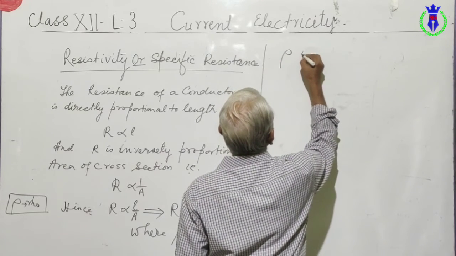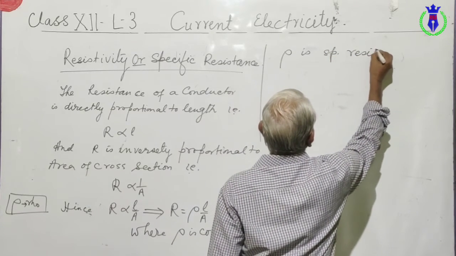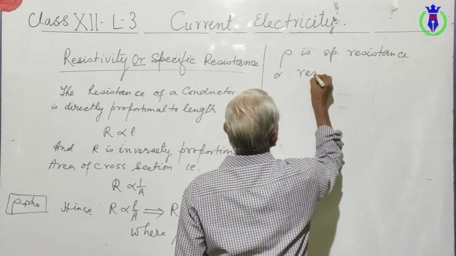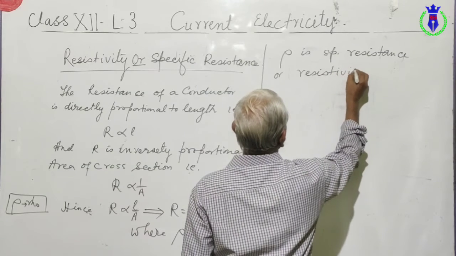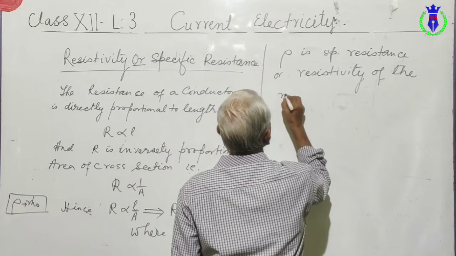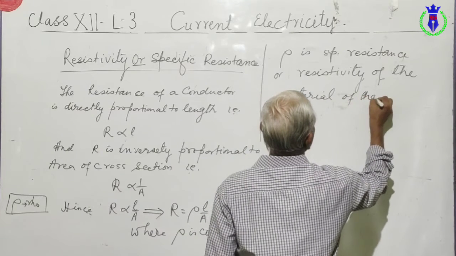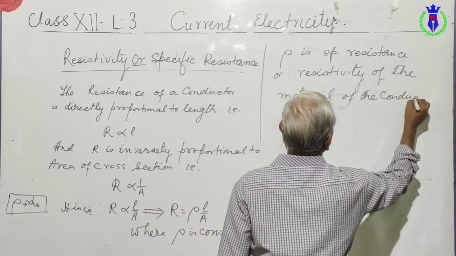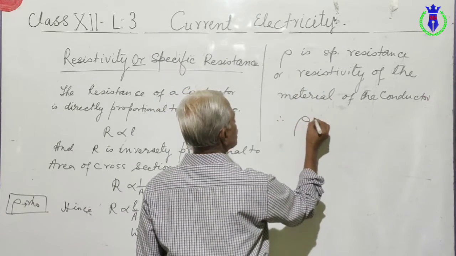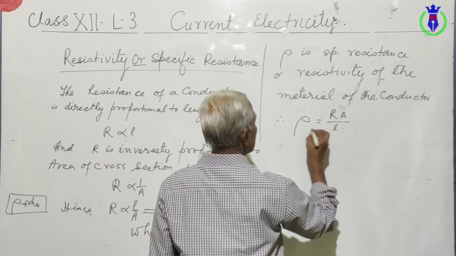Rho is specific resistance or resistivity of the material of the conductor. Therefore, rho is equal to RA upon L.